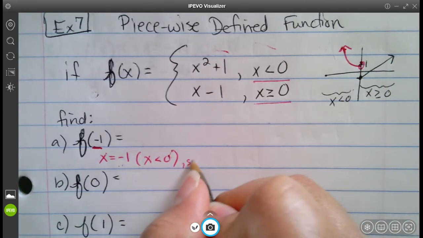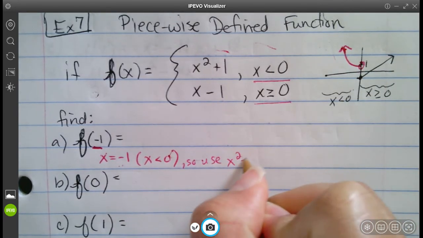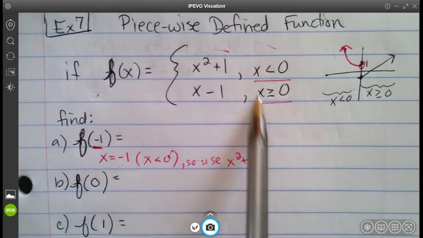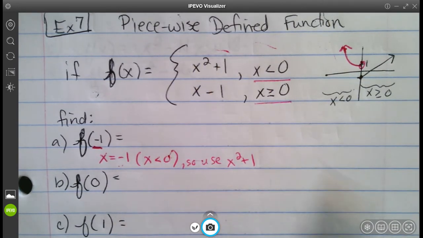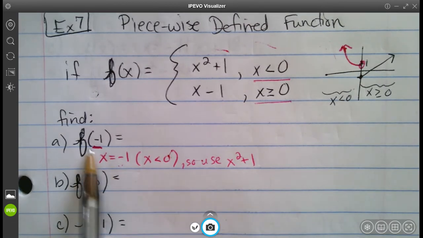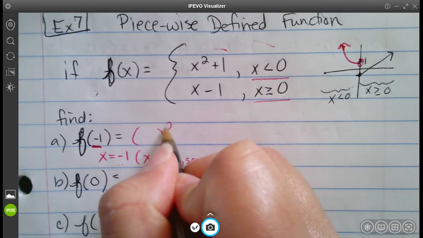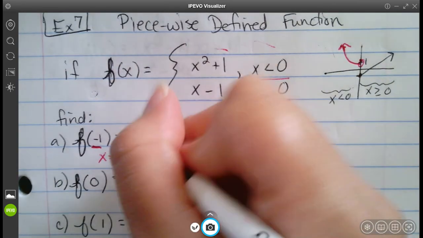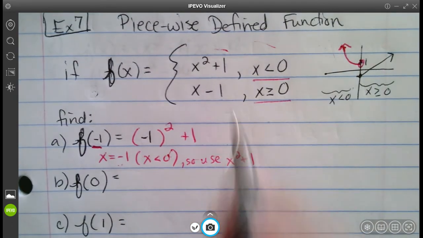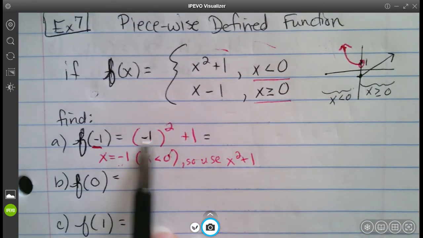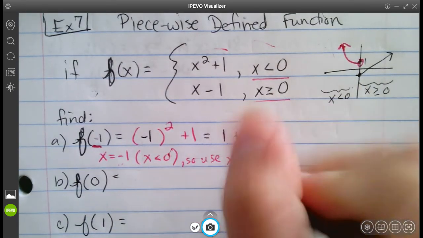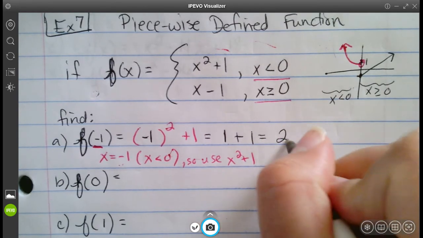We're going to use x squared plus 1 for this one. And that's how these work. You have to find where this number lands, where does it land here, and then use the function that goes with it. So I'm going to go ahead and do that now. So we're going to have f of -1 equals parentheses squared plus 1, where this x value is -1. Okay, and then we just simplify it. So -1 squared, remember that anything squared is going to be positive, so that's going to be 1 plus the 1 that's here, which is 2.